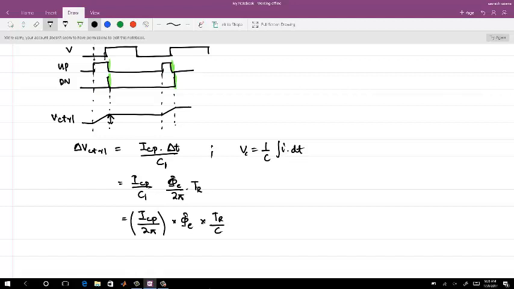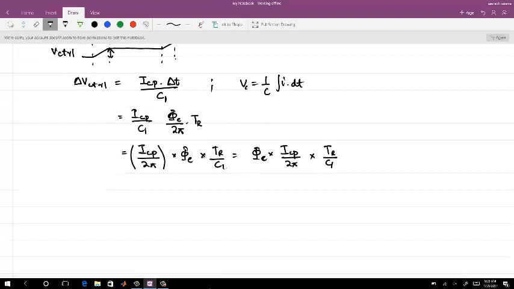I will look at each term independently right now. If I just rewrite it: phase error times ICP by 2 pi times TR by C1. You see this term is nothing but the input phase error of the PFD, right?